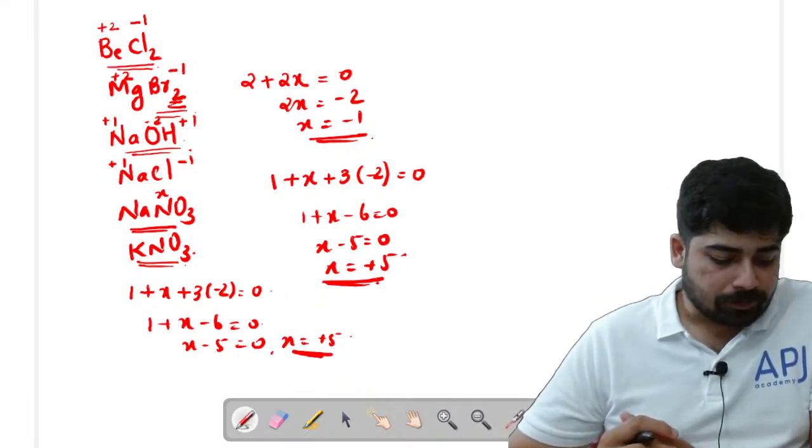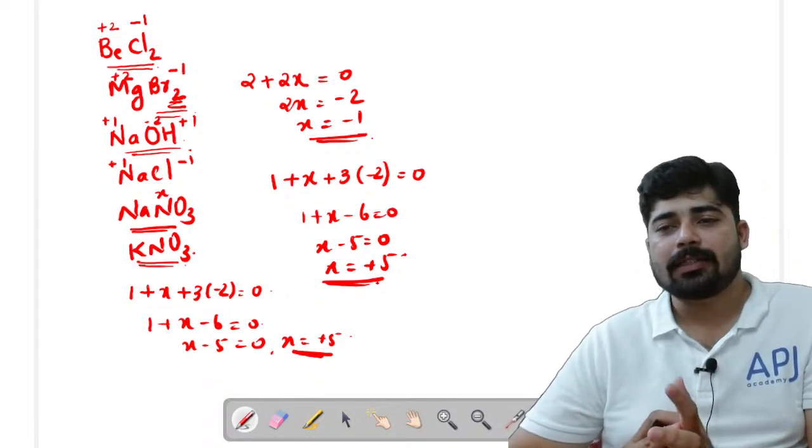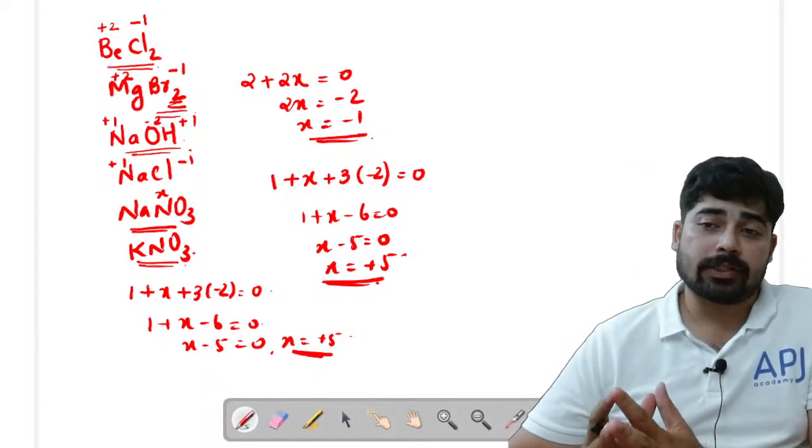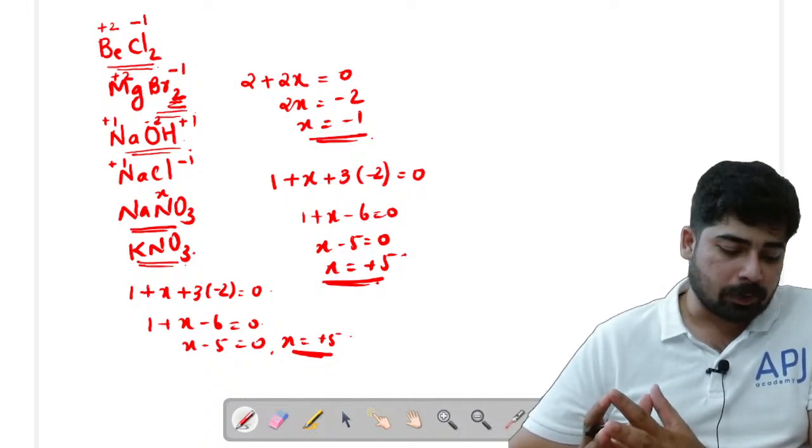Okay, students. So this is all about the oxidation state, or calculation of the oxidation number, for this topic. Hope this is clear for you.